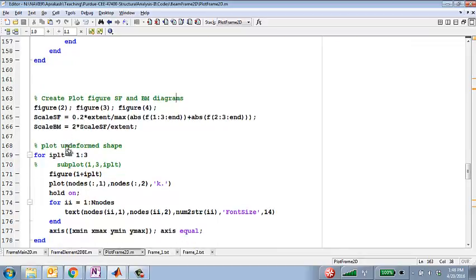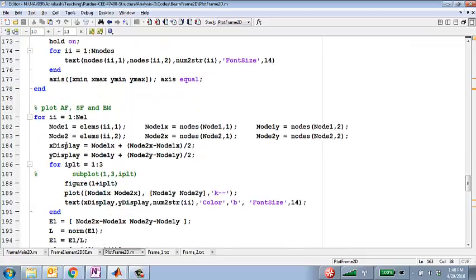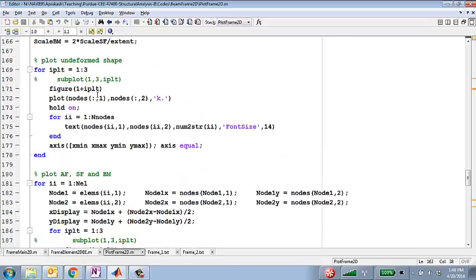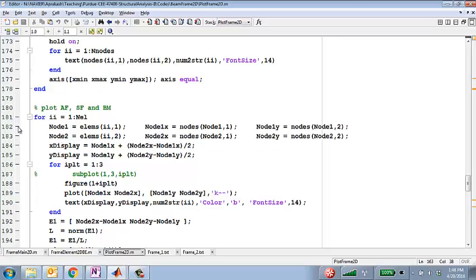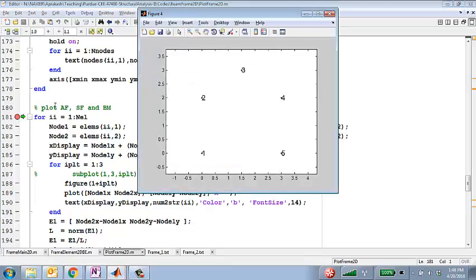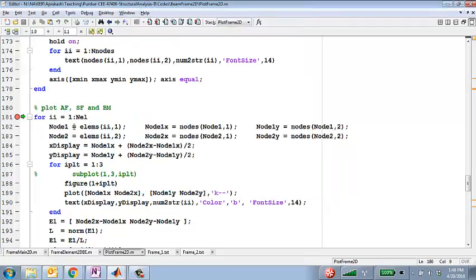So what we'll do is we'll go to this first part, which is just going to plot the undeformed and deformed shapes. Actually, the undeformed shape, and at that point, what we want to do is to extract. I'll put a breakpoint here, run it up to this point. So once I'm at this point, line number 181, which says plot the axial force, shear force, and bending moment.